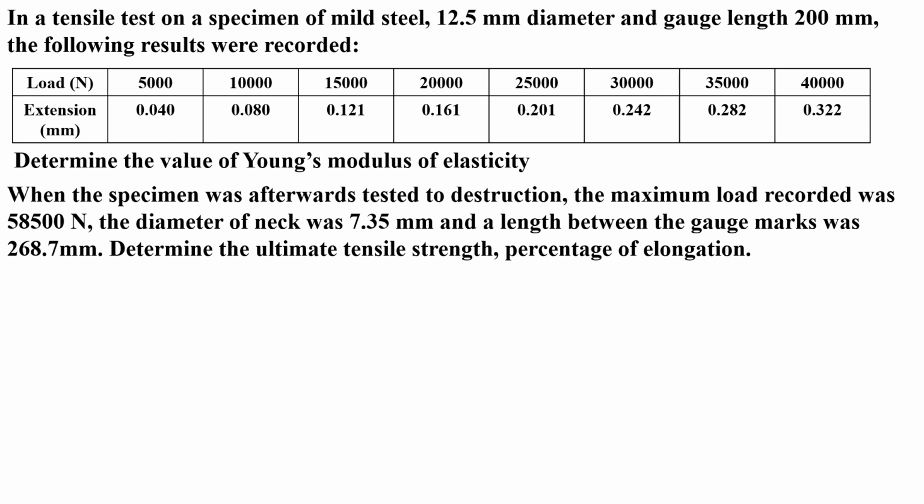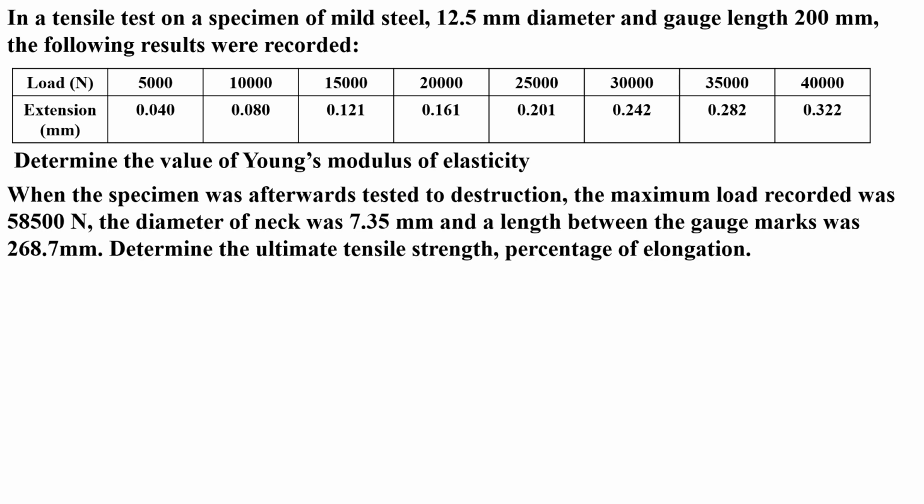In the present lecture, we will discuss the example problem on tensile test. Let's see the problem. In a tensile test on a specimen of mild steel, 12.5 mm diameter and gauge length of 200 mm, the following results were recorded. So it is the load versus the extension. Load is in Newtons, extension is in mm.